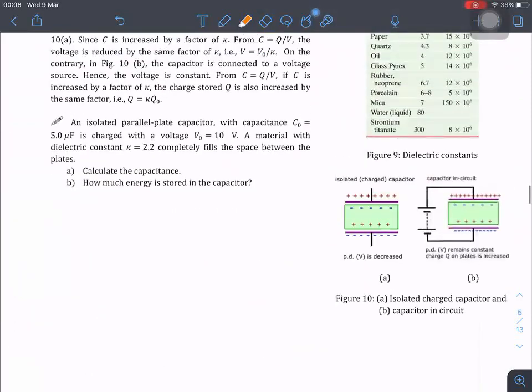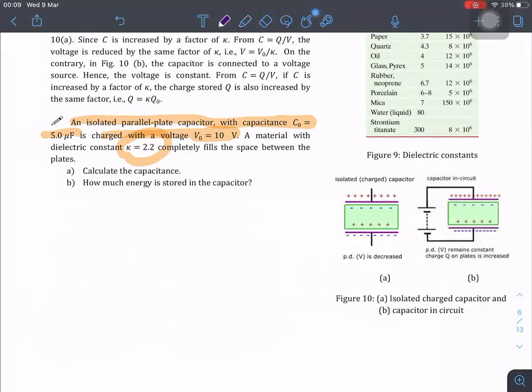Okay, and then the last example is about dielectric. Here, they have an isolated parallel plate capacitor with C0 of 5 microfarad charged with a voltage of 10 volt, and they are adding a material with dielectric constant of 2.2.